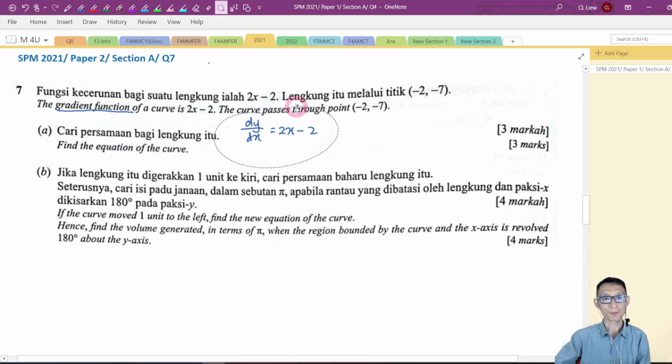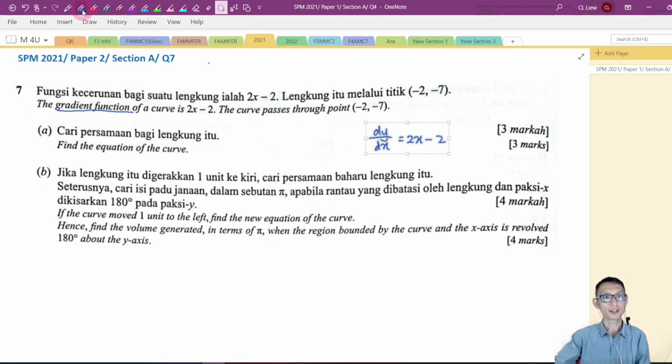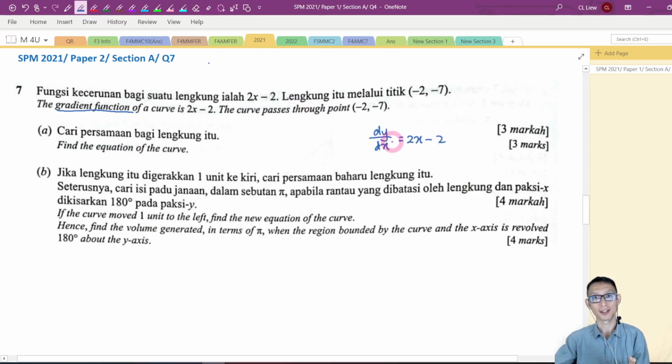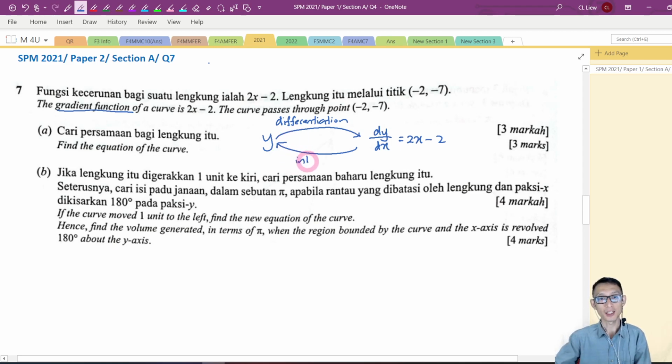So try to think, how do we get this dy by dx? We differentiate the original function, right? So from here to here, this is differentiation. Now we want to go backward. We want to get back the original function. So here we will be using integration.